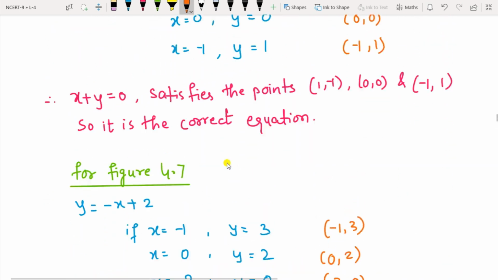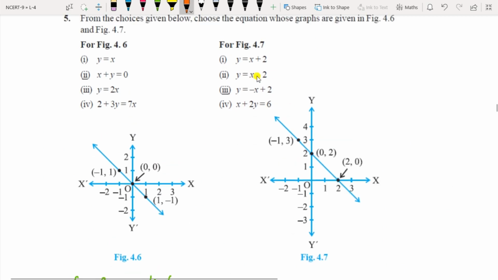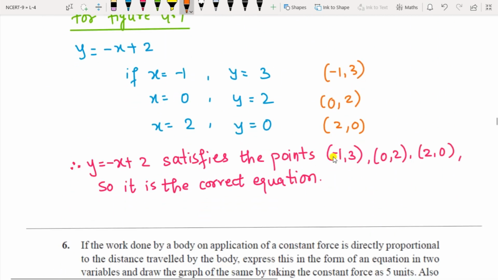Similarly, this is for figure 4.7. Now out of these 4 here, the third equation is satisfying the given graph. What you have to do? You have to take the values of x here, and after solving this equation, you have to get these values of y. That is the correct equation. So already x and y you know here. So if you substitute the values of x here, you get the same values of y that are given on the graph. So that is satisfying the given equation.